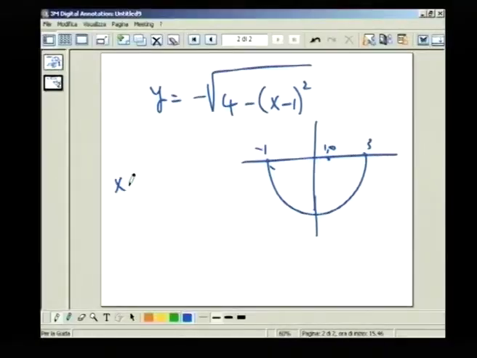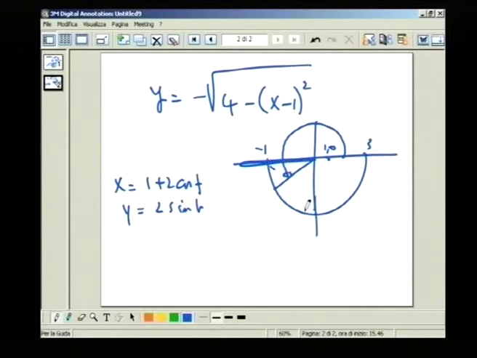So what we do, we can do the same thing. We can take x is equal to 1 plus 2 cosine t, and y is equal to 2 sine t. But t, in which case, lies starting from this value, which is here, pi till 2 pi. In other words, t will lie in the interval from pi till 2 pi, because we start from here, turn till the point from minus 1 to 3.